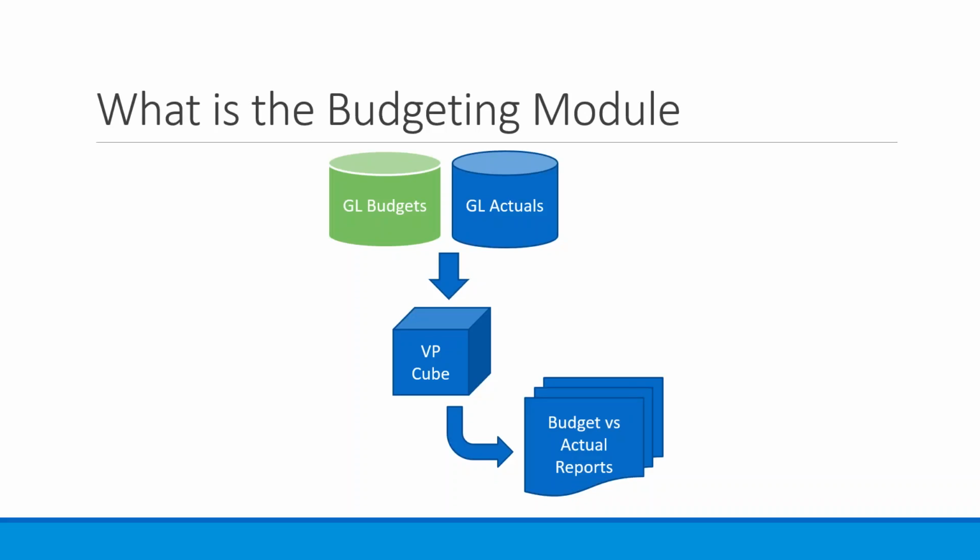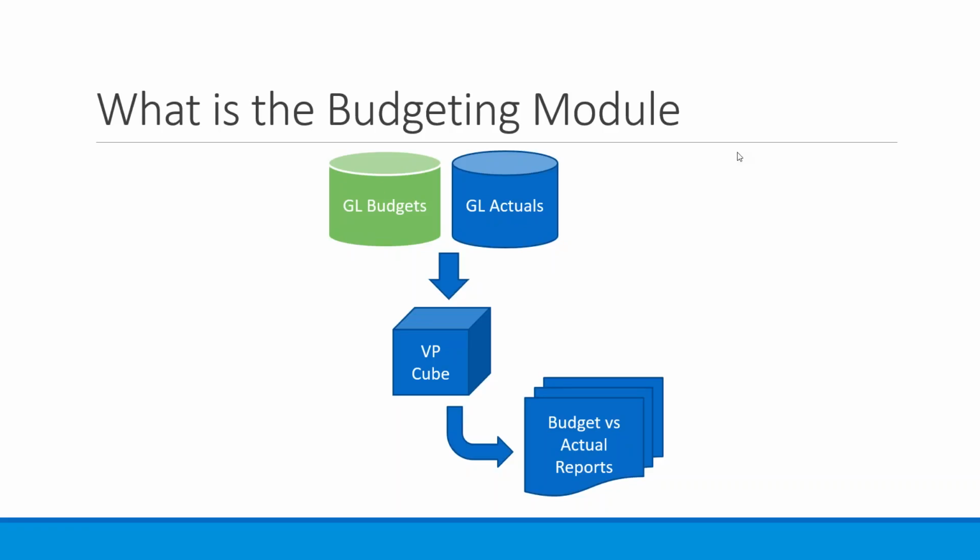So what is the budgeting module? What we're looking at here on the screen is kind of the old way, or part of the process, for our budgeting within Multiview. We have our GL budgets and we have GL actuals. Those are two different tables stored within the database. Once information gets populated into those two tables, we put them into our Viewpoint Analytics cubes, and that allows us to create budget versus actual reports.